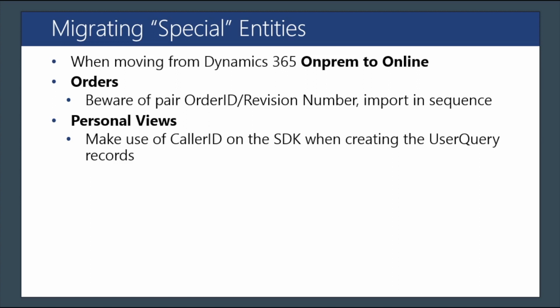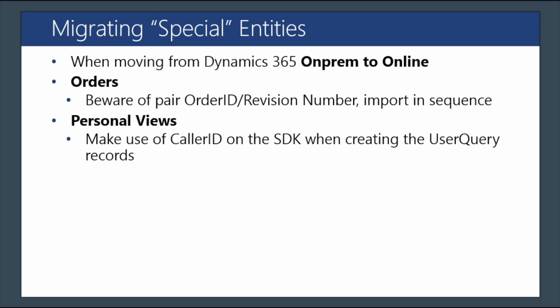And then personal views. These are, in the internals of the platform, called user queries, and you can leverage the migration of these with the help of the caller ID of the SDK that I mentioned earlier, to migrate all the data accordingly. So basically you pick all the user query records as if you were user A, and then you migrate them, and then you pick all from user B and you migrate them, leveraging the different caller IDs through that tooling, and they will be created accordingly in the destination system.